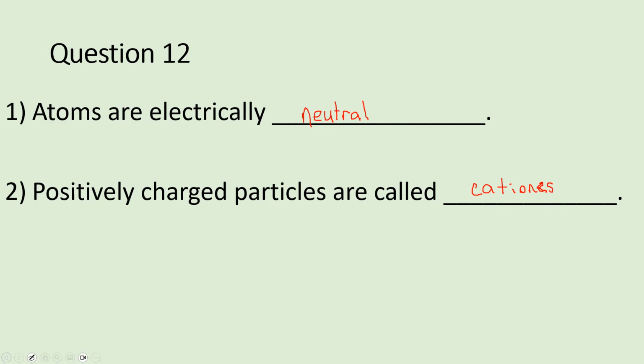Atoms are electrically neutral. Positively charged particles are called cations. Now, one way you can remember that is because cations is spelled with a T, which looks like a plus sign. And if that helps you remember cations are positive, then, you know, whatever little tricks we can figure out to help us do well on the test and memorize this stuff.